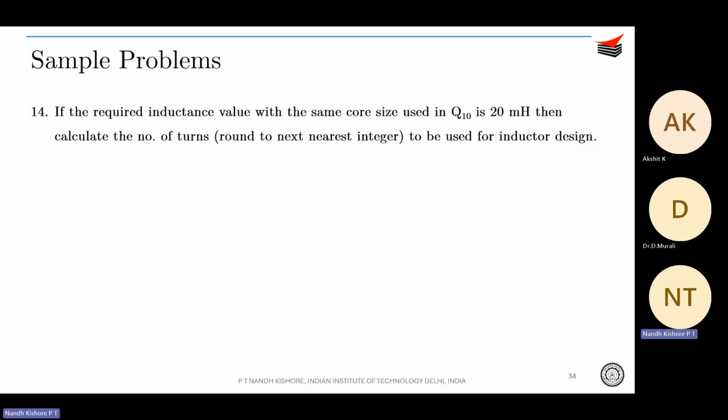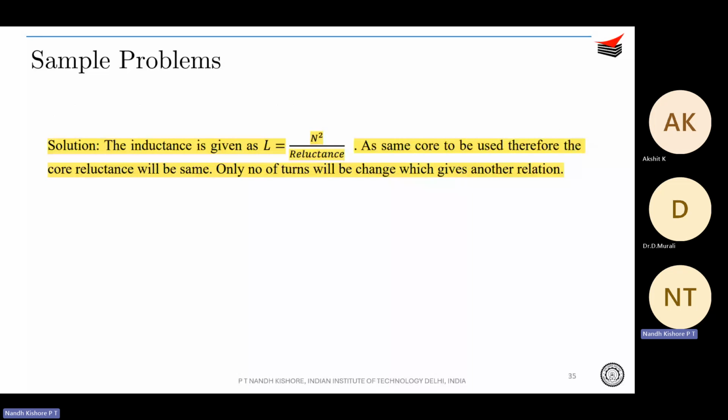Okay, so the next question is, if the required inductance value with the same core size used in question 10 is 20 millihenry, then compute the number of turns to be used for the inductor design. So now they have given L, and we need to compute the number of turns. We just saw the relation between them: L is equal to N square by reluctance.